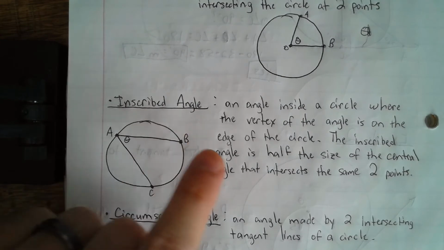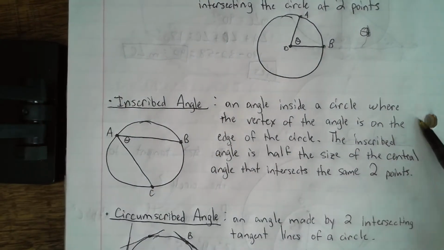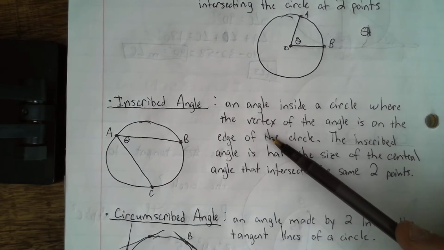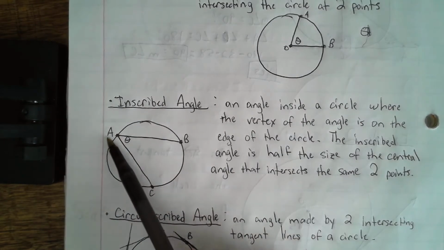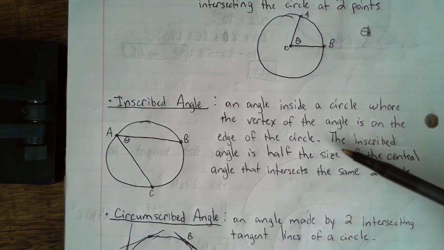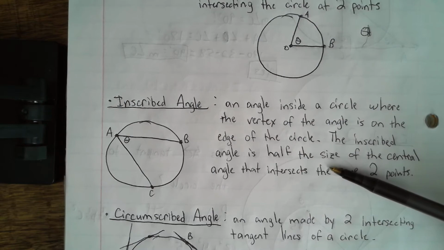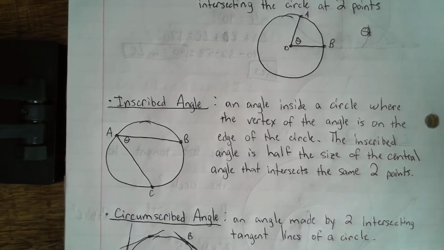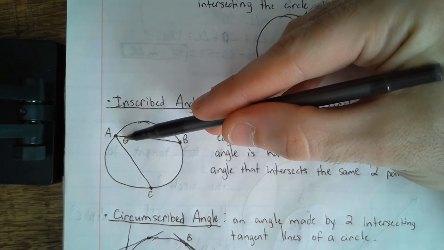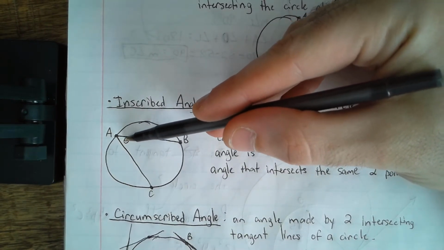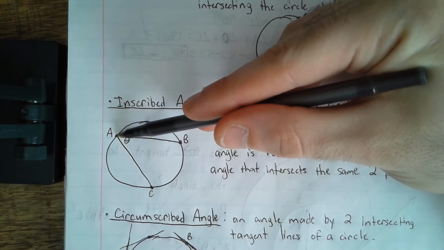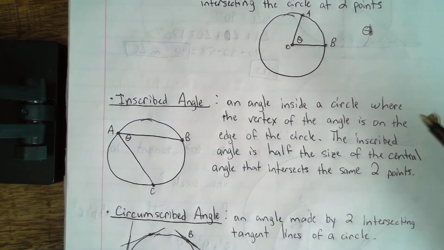An inscribed angle is an angle inside the circle where the vertex of the angle is on the edge of the circle, or on the circumference of the circle. It's on the actual circle itself. And again, if you remember, the inscribed angle is half the size of the central angle that intersects the same 2 points. So here are my two legs. There's that Pokeball, there's that theta. That means here's my angle right here, and this is inscribed because of the vertex.